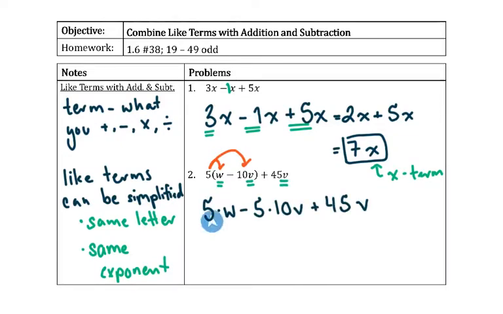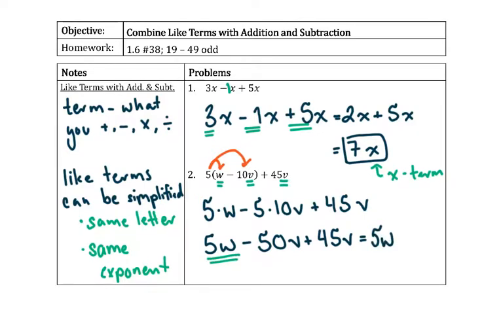So here we see the multiplication separately, and we follow our order of operations, meaning we multiply first and then we'll add and subtract. So this is 5w, we might just rewrite it as 5w, versus 5 times 10v, which is minus 50v plus 45v. So the w term is the only one by itself, so it can't be simplified. That's fine. It's just going to stay as 5w in our final answer.